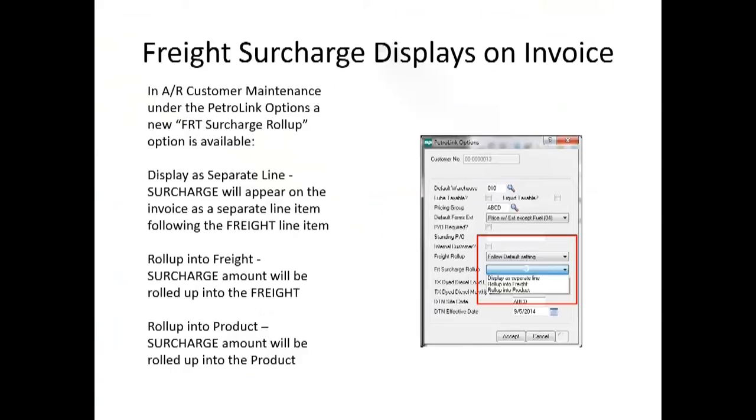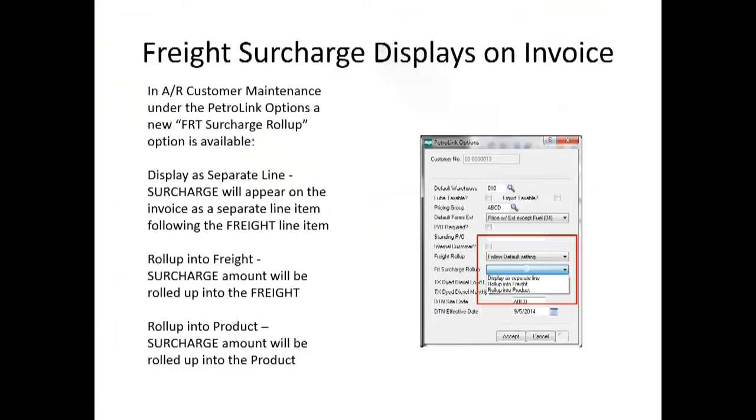The roll up into freight, what will happen is the surcharge will actually be rolled up into the freight amount. So even though on the order invoice there's a separate surcharge line with a separate GL, when it's presented on the invoice it'll actually be just one entry.